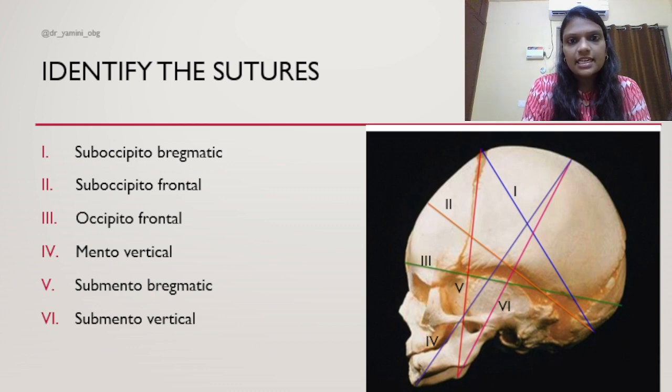The second diameter is the suboccipitofrontal, from the point below the occipital protuberance to the frontum. This is known as the suboccipitofrontal. The third one is from the occipital protuberance to the frontal bone. This is the occipitofrontal. It is the diameter of engagement in a deflexed head. And the fourth one is the mentovertical. Mentovertical, from the mentum to the vertex, the highest point of the fetal skull. This is the mentovertical.